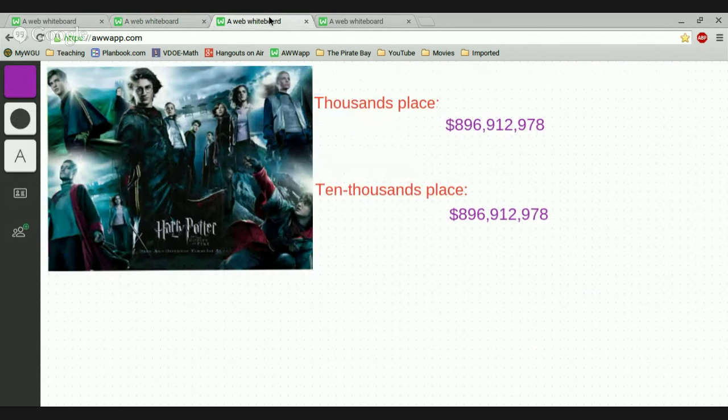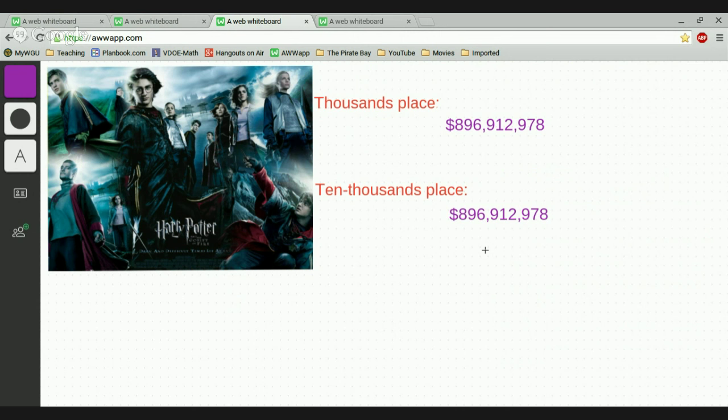Now, here's your turn. So we talked about the Harry Potter book first. Now we're going to talk about the Harry Potter movies. Again, my favorite movie is the same as my favorite book, The Goblet of Fire. So this one, I want you to round it to the thousands place. This is how much money the movie made. And this one, I want you to round it to the 10,000s place. So go ahead, pause your video, and solve that.